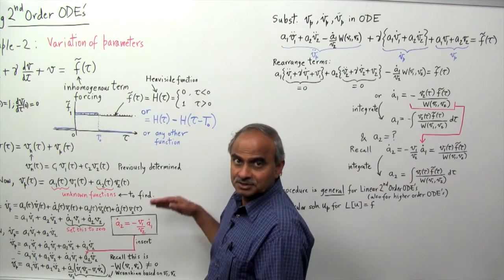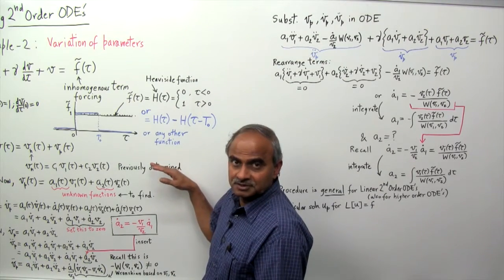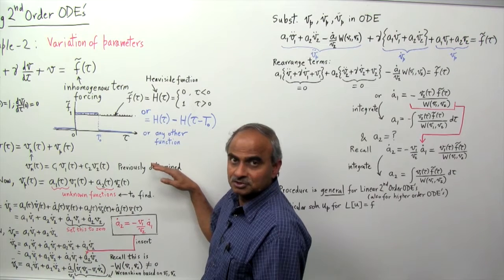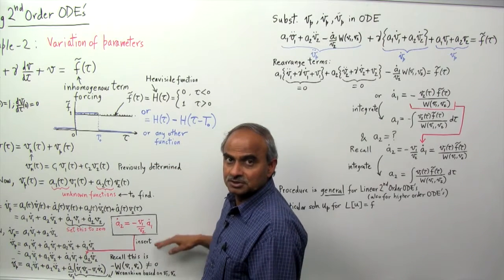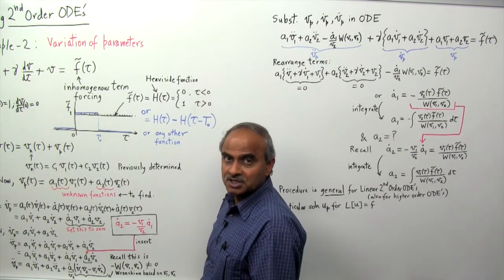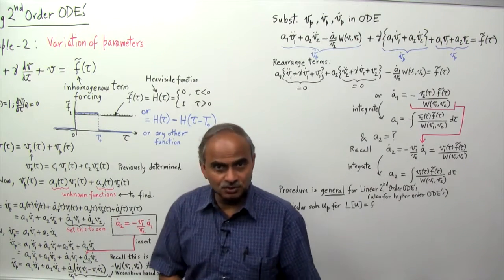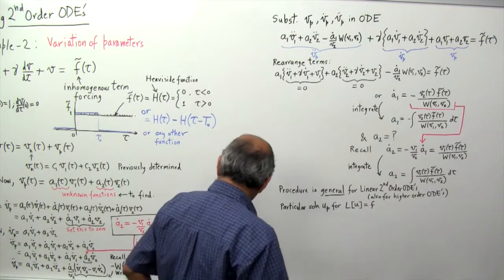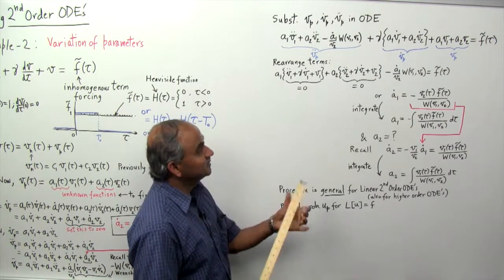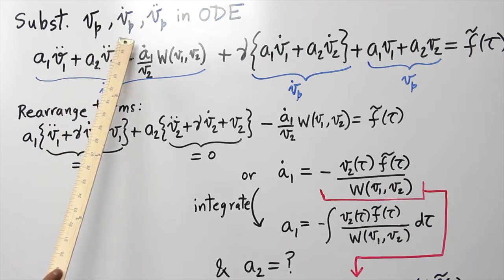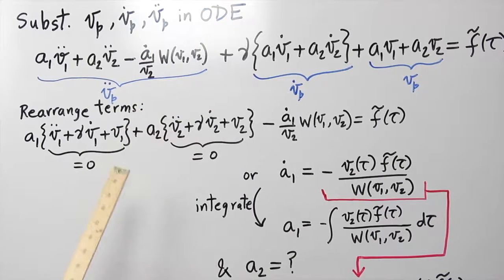Now that we have computed the first and second derivatives of the proposed particular solution, we are ready to substitute this into the differential equation and then determine the unknown coefficient. So we're going to turn to that. We go to this board here to see how that progresses. So we're going to make the substitution in the ODE that is given to us.